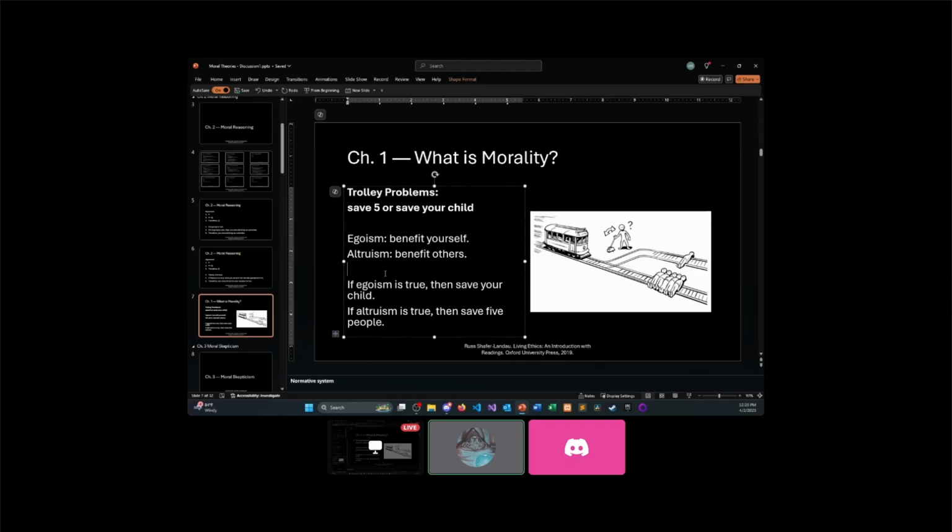Yeah, and we want to be careful between whether we believe it versus whether it's true. I could believe egoism's true and then save my child, but later someone could convince me that egoism's false. So you're right that if I believe egoism's true, then I'm probably going to save my child. If I believe that altruism's true, then I'm probably going to save the five people. It's going to determine how I act depending on which theory I believe is the true theory.